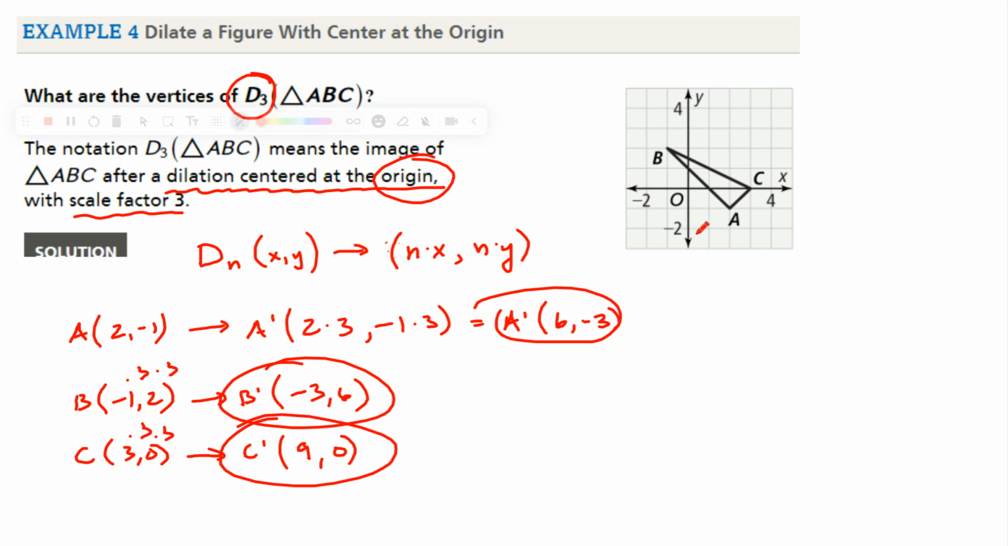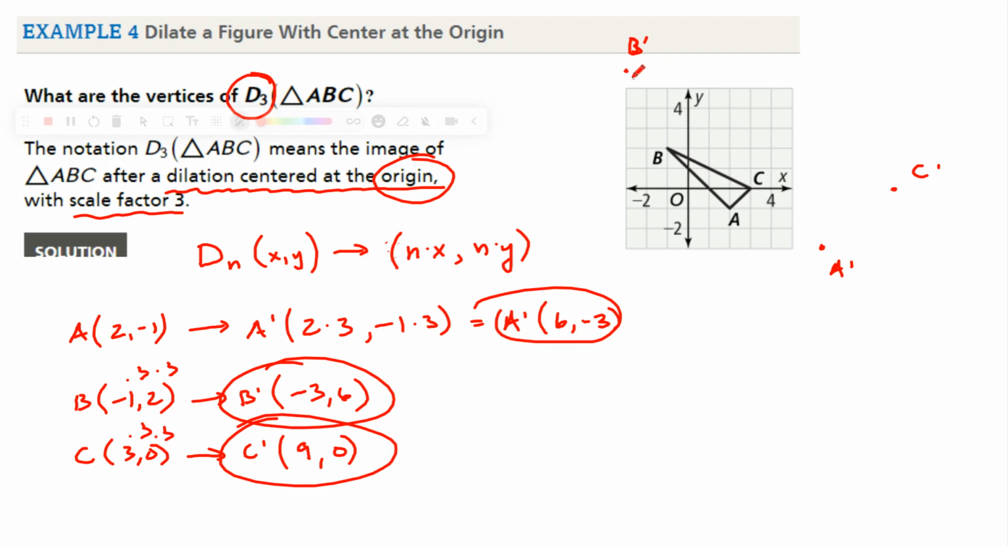If I go ahead and graph that, and again, this is going to be a little bit off my picture, I apologize. So A is at 6, so 1, 2, 3, 4, 5, 6, negative 3. So there's A prime. B is at negative 3, 1, 2, 3, up 6, 1, 2, 3, 4, 5, 6. There's B prime. And C prime is way over there at (9, 0). So this is 4, 5, 6, 7, 8, 9, 0.